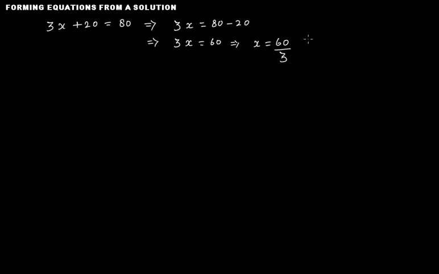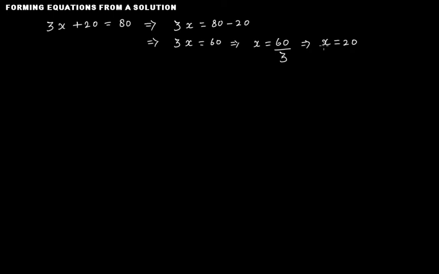Suppose we have an equation 3x + 20 = 80. If you have to solve this equation, that is, find the value of x, you will use the transposition method. 3x = 80 - 20, and this will give you 3x = 60. Now again applying the transposition method on 3x, this will become x = 60/3, and this will give you x = 20.